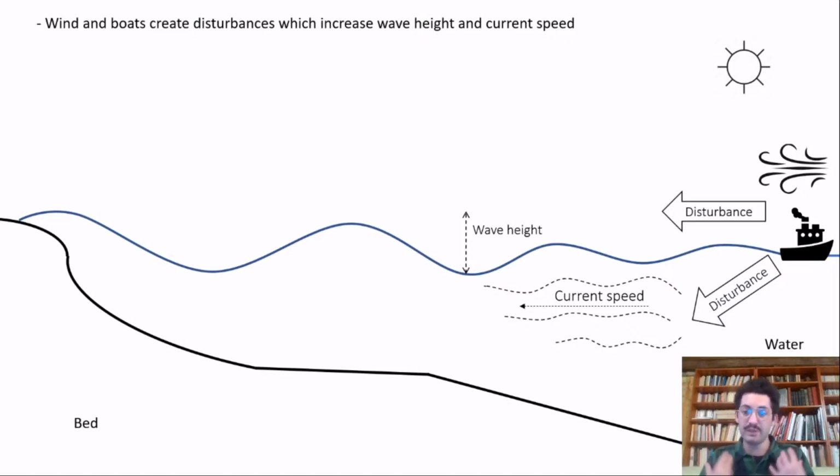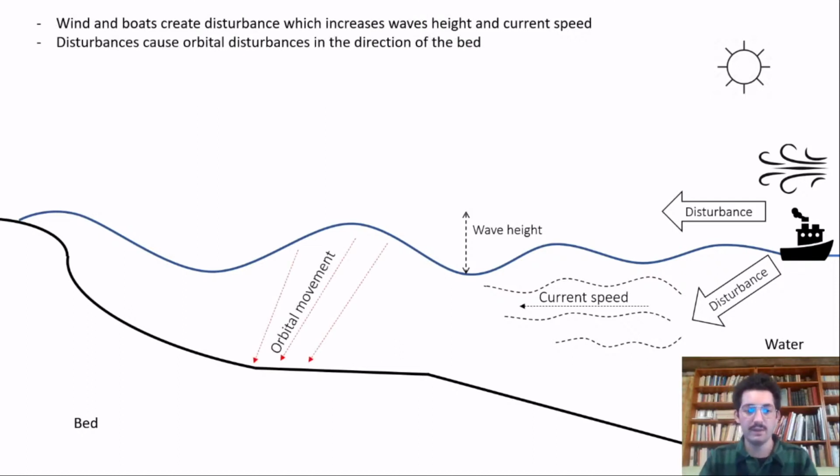The wind and the boat will also act deeper down in the water column by increasing the current speed. With this increase of the wave height, there is an associated orbital movement that originates from the surface and is directed towards the bottom.